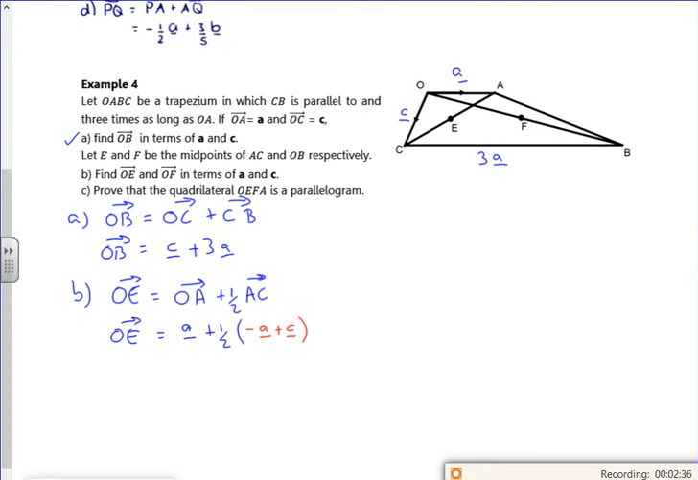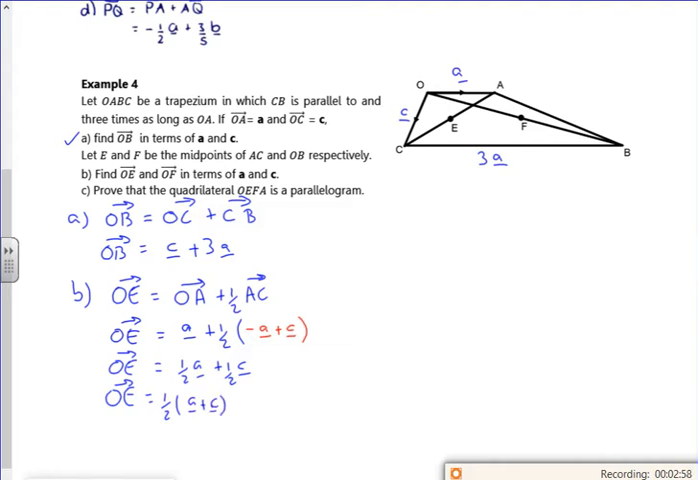Right, so if I expand my brackets, OE, I've got an a minus a half a, so I've got a half of an a, and then I've got plus a half of a c. So I could, if I wanted to, write it as a half (a plus c) there.